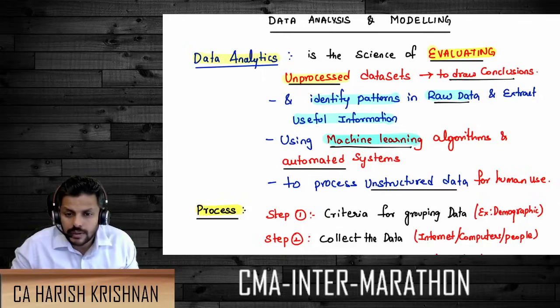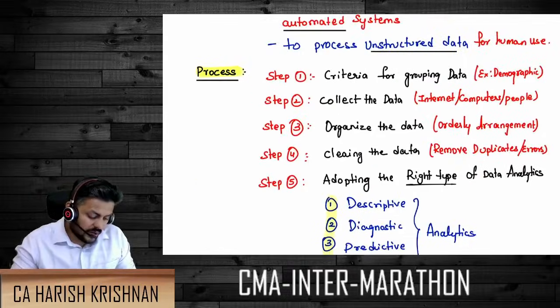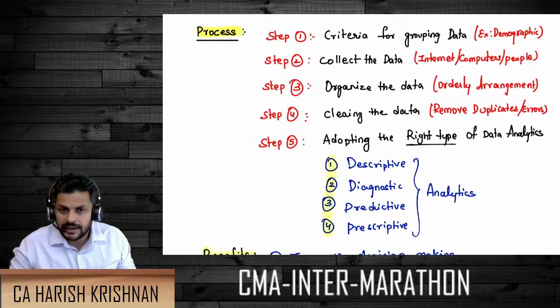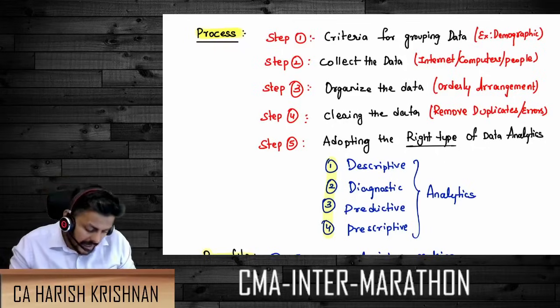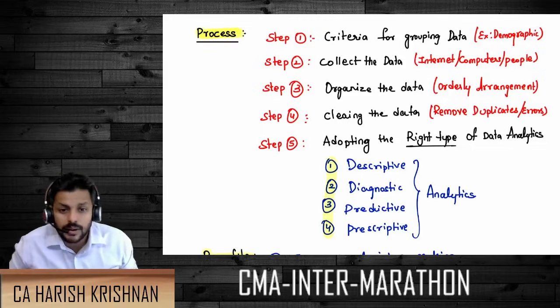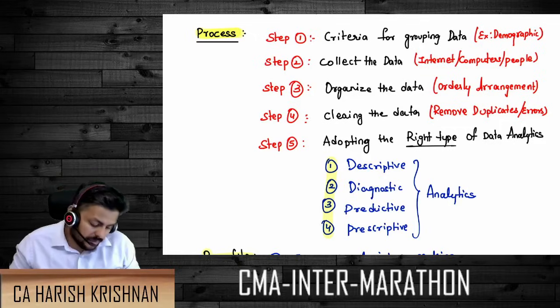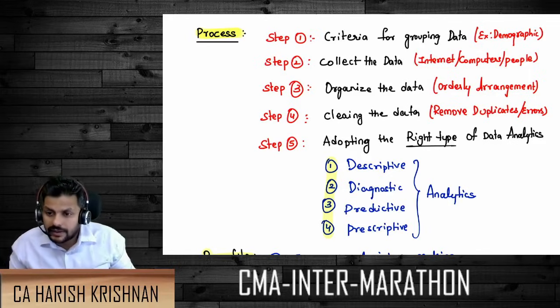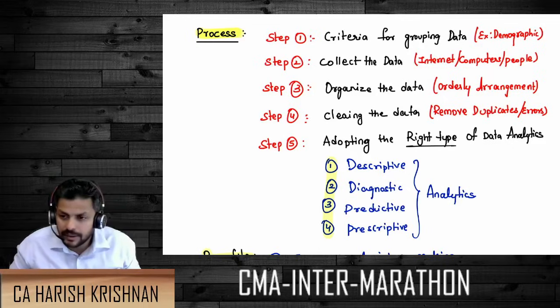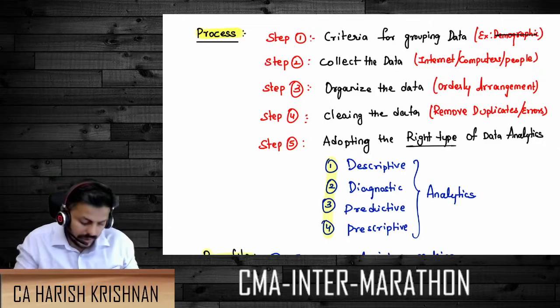Now, what is one of the most commonly asked exam questions in this pattern? What is the process of doing data analytics? The first step in doing data analytics is to decide a criteria for grouping data. I gave you an example also in brackets. Step number one is about deciding the criteria, because only once you know the criteria can you collect whatever data you want. You are going to group it based on a demographic basis, or on what logic are you going to group the data.